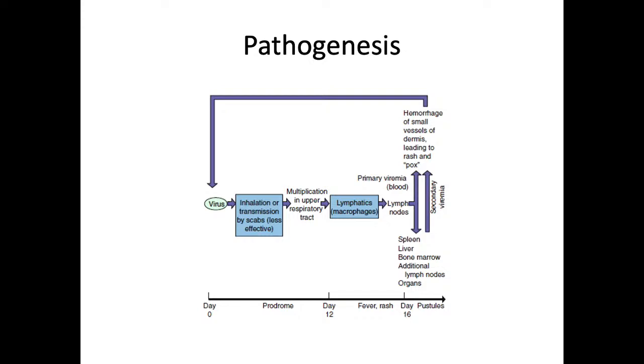Through blood, the virus travels to different organs, liver, spleen, so multiple organs, and replicates there, and distant lymph nodes are also involved, and then the virus re-enters the blood circulation. This is secondary viremia, and then the virus reaches the skin and leads to development of a specific rash.